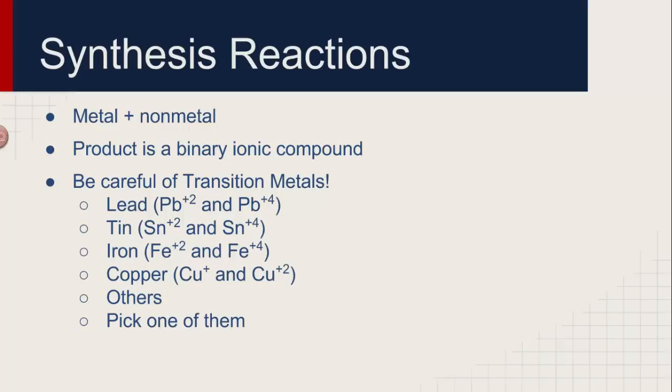Okay? If you put a metal and nonmetal together, you get a binary ionic compound. Be very careful because some metals, we know, have multiple positive charges possible, like lead, tin, iron, copper, and others. If you have one of those metals as one of your reactants, then just pick one of the oxidation states and go with that. Generally, we try to go with the one that's in bold on the periodic table. That would be the most correct, but you can use really any one and you're not going to be wrong.